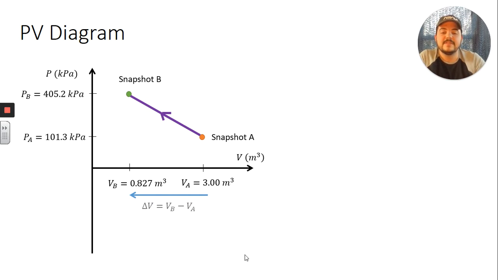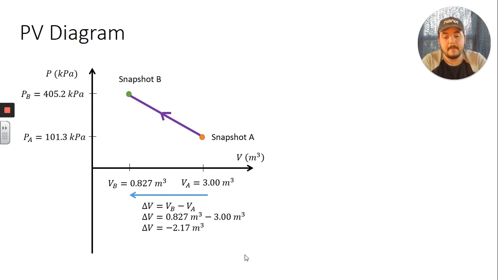Change in volume is defined as the volume at B minus the volume at A, final minus initial. Plug in those numbers, 0.827 cubic meters minus 3 cubic meters, and we end up with a negative 2.17 cubic meters. All right, that works out. So our volume change is in fact a negative number.